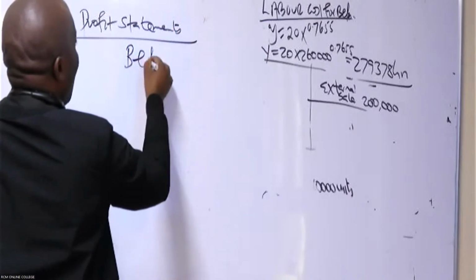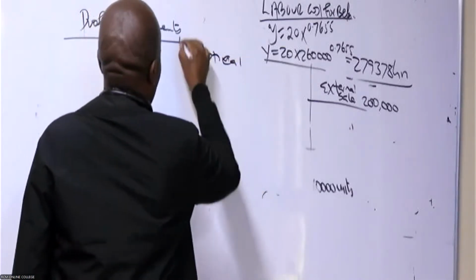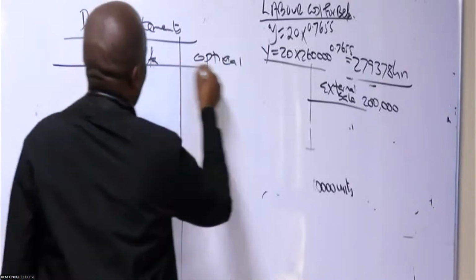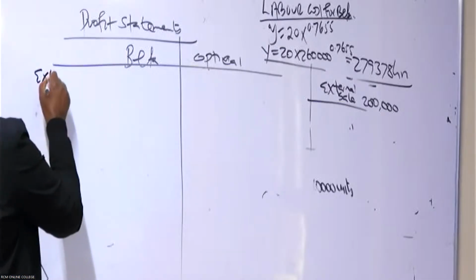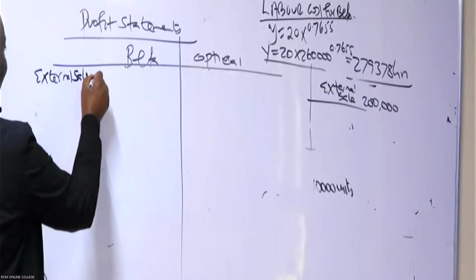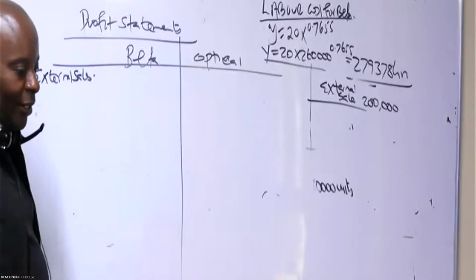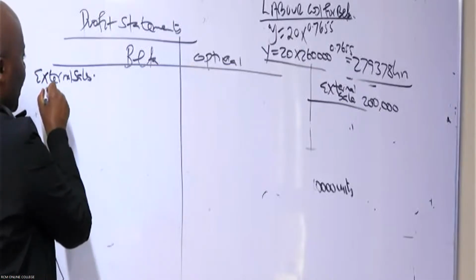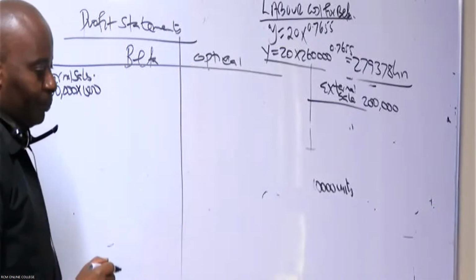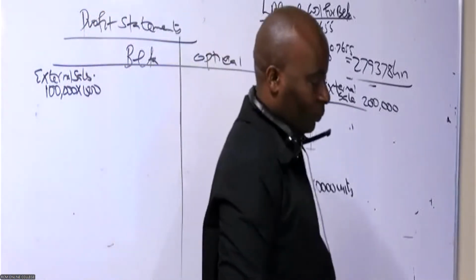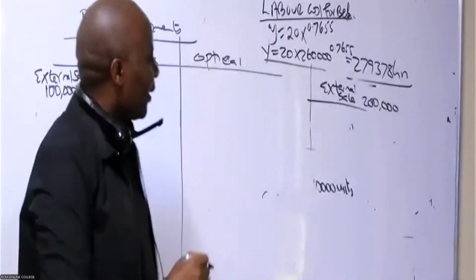They have told us to do this in a columnar format. So we have Beta, we have Optima. The spaces must be very big. So in the profit statement, we start with sales. External sales for Beta: you told me externally I should sell how many cylinders? 100,000 at 1,500. That is 150 million, the amount of money that I'm looking for.